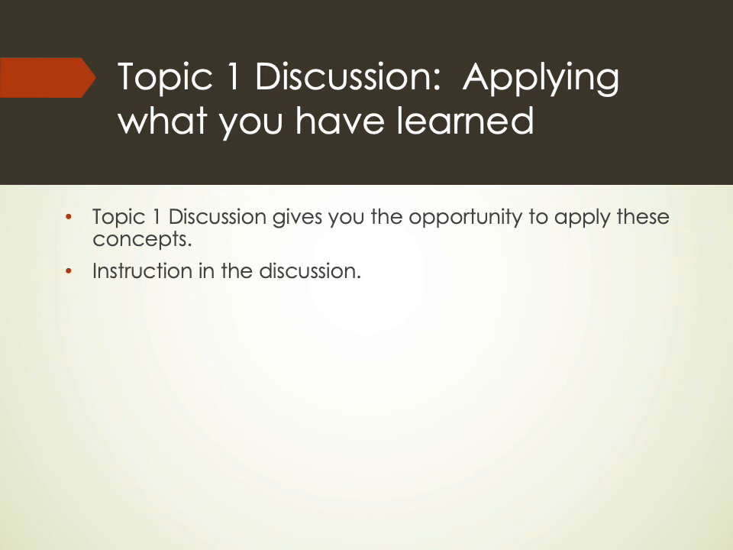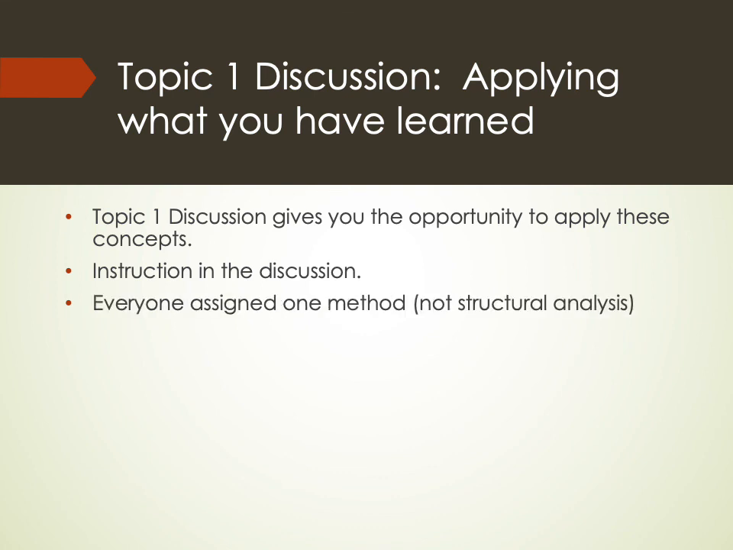So when you take a look at the discussion, there are instructions in the discussion. So this is just an overview of that. It shouldn't substitute for you actually reading those instructions. You should obviously listen to this lecture and then read the part in the textbook on legalism. As you'll see in the discussion, everybody is assigned one method of the 5. We're not doing structural analysis. And then you take your method, whatever it is, and you apply it to a hypothetical case about the death penalty. It's about a 16-year-old being sentenced to death by virtue of public hanging.